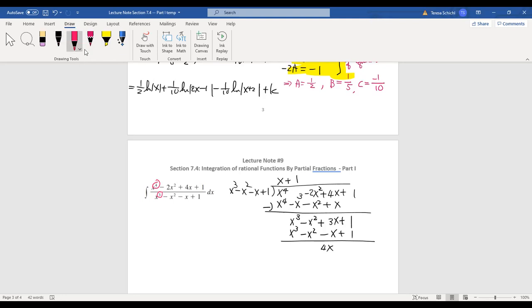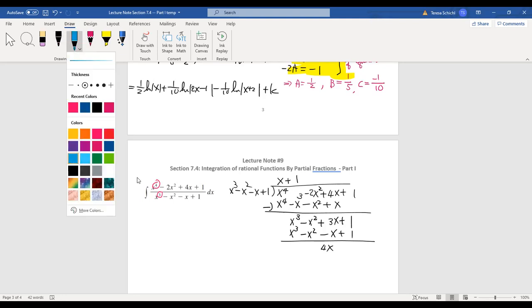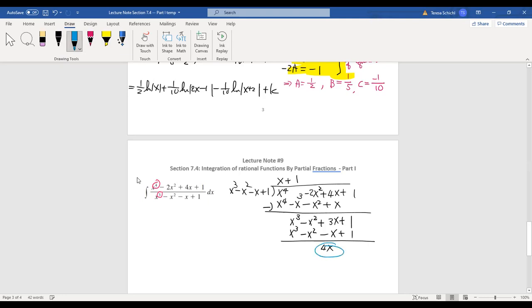So it's simpler than I thought. And so this is what? This is our remainder, right? So this is the remainder.